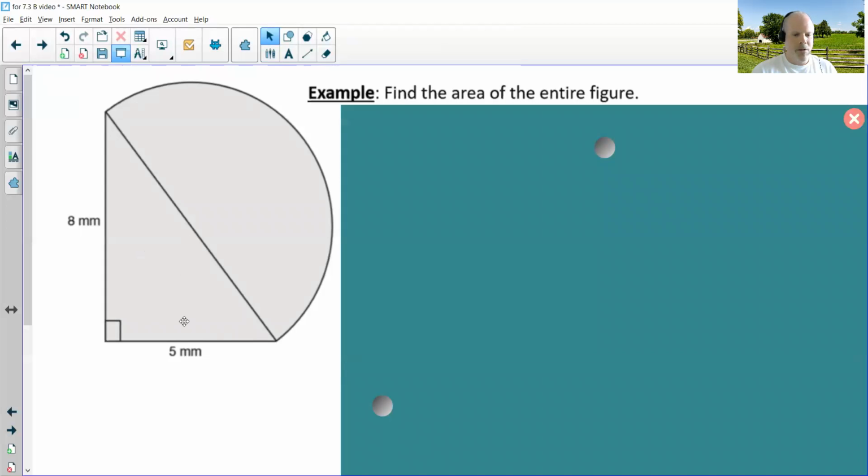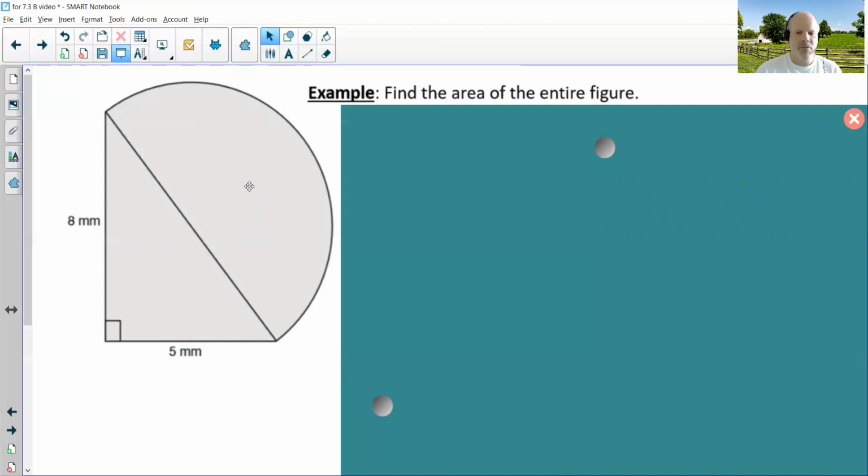I can find the area of the triangle. That's easy enough. The area of a triangle is 1/2 base times height. But how am I going to find the area of the semicircle? Well, once I do find it, I will add it to the area of the triangle, and that's my answer.